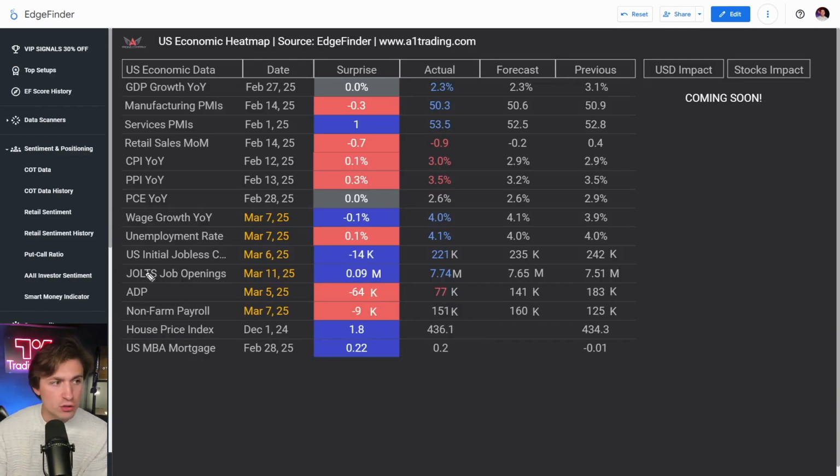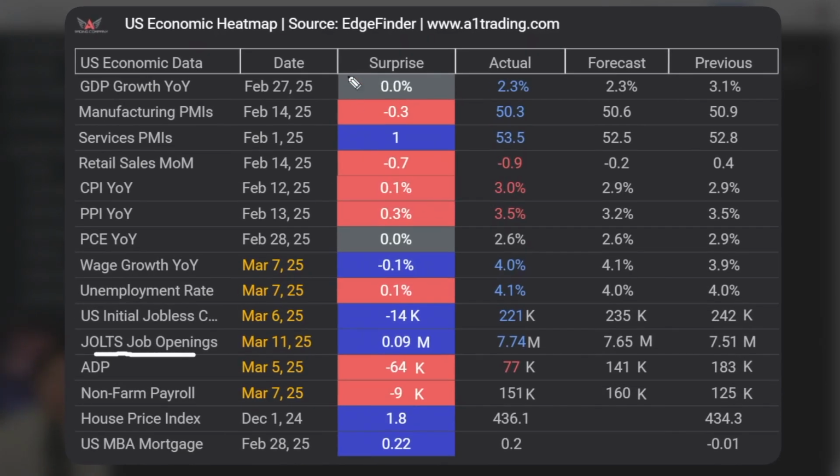This morning we got the JOLTS job openings, and I want to show you our updated economic heat map. You can see we added a date column and we color coded it so that when new data arrives, you'll see the new data is in orange, which I think is really useful for our macro fundamental traders who use our stuff. So check this out. Today we had JOLTS job openings. You can see it updated here today, March 11th.